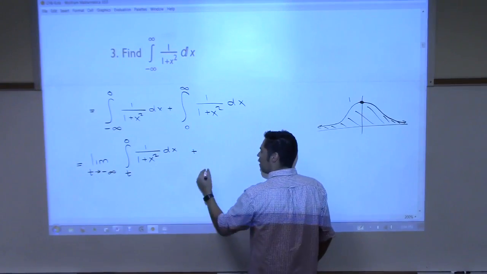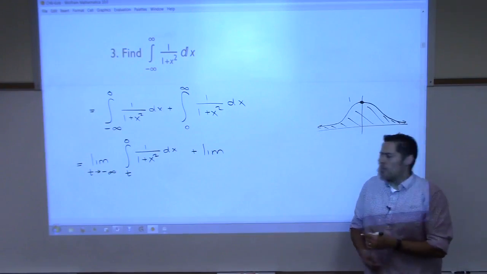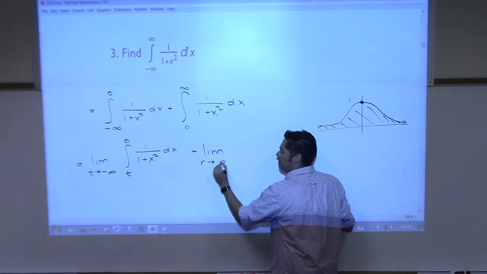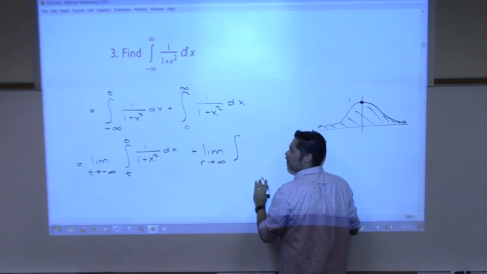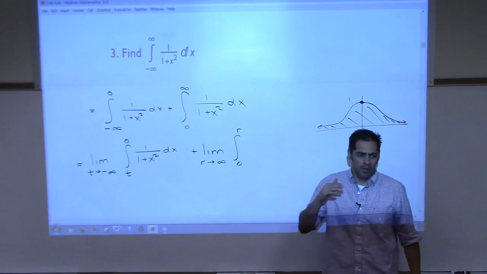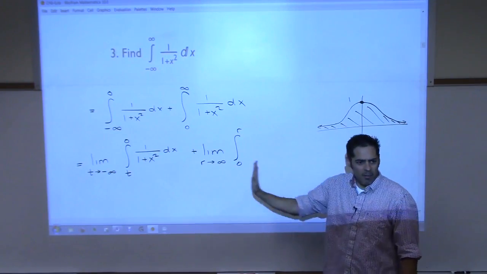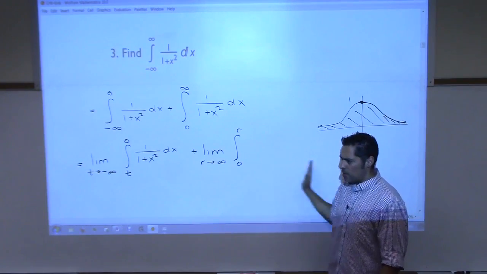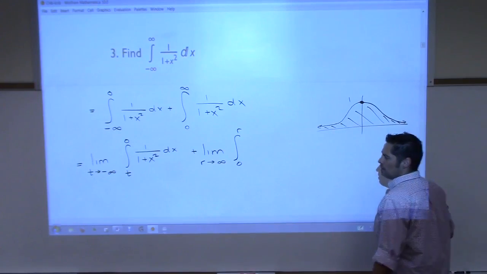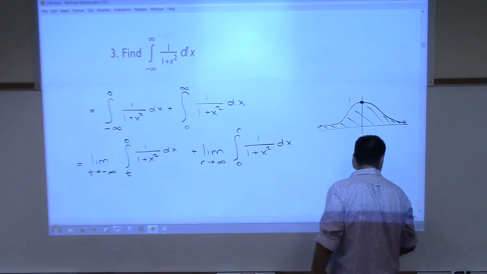Plus, now another limit, different limit, and I'm not going to use t again. Use any letter you want. I'm going to use r. I'm going to let r go where? Positive infinity. Integral where to where? 0 to r. Notice whenever I say integral from blah to blah, I'm always going from the bottom to the top, because it's like we're reading it from left to right in a book, like on the number line. So when I say we're taking the limit from 0 to r, that's the way it would appear on the number line. And then 1 over 1 plus x squared dx.